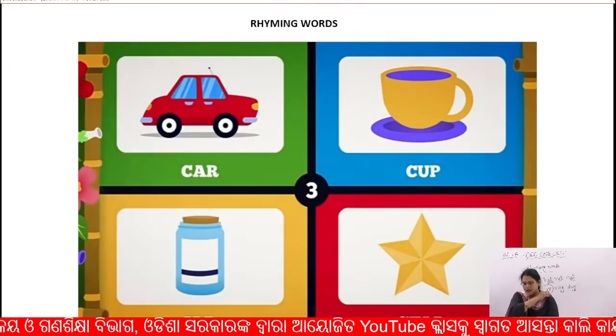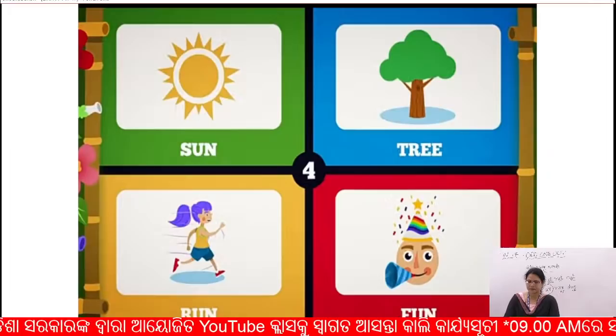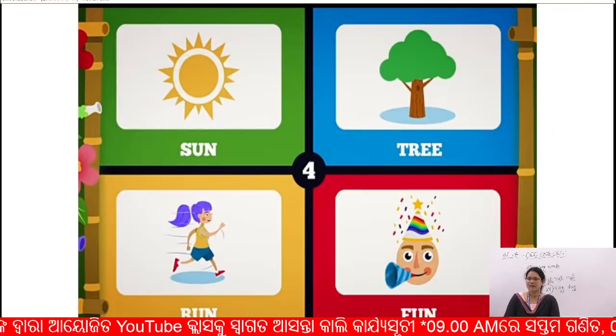Car, cup, jar, star. Which one is odd one? Yes, C-U-P, cup is odd one. Now, the next screen. Sun, tree, run, fun. I know, you can easily find out. I am not going to tell the answer. Look at the next screen.